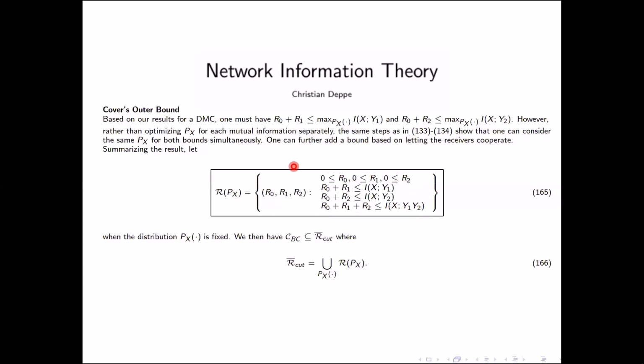So in total, we have this rate region here, and we look at the union over all p(x) of R(p(x)). And it turns out that the capacity region of the broadcast channel is a subset of this R-bar, the Cover rate region here. And indeed, if you think a little bit, it's really based on the results on the DMC.